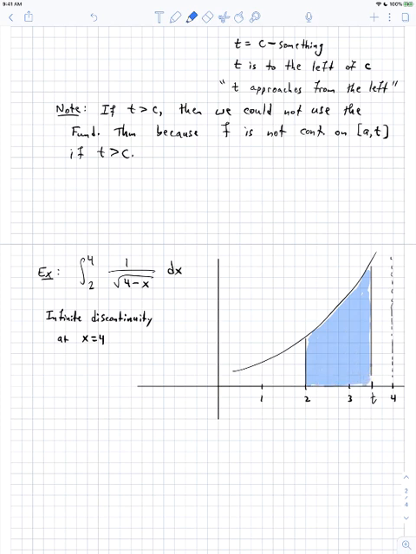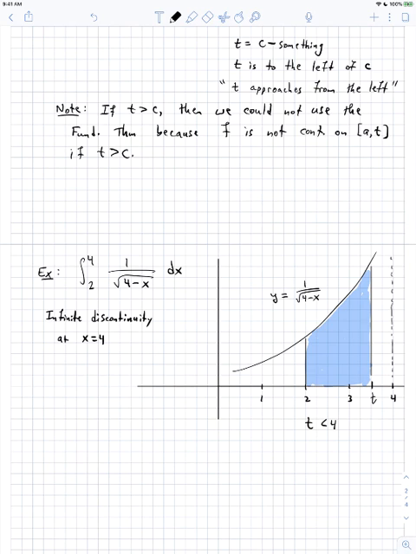So t is less than 4. Our function is y equals 1 over the square root of 4 minus x. Notice if x is bigger than 4, this is undefined because we have the square root of a negative number. So we need x to be smaller than 4. That's why we're integrating from 2 to 4. We have an infinite discontinuity at x equals 4.